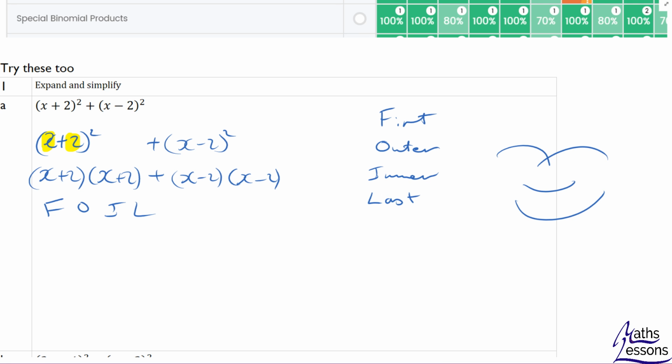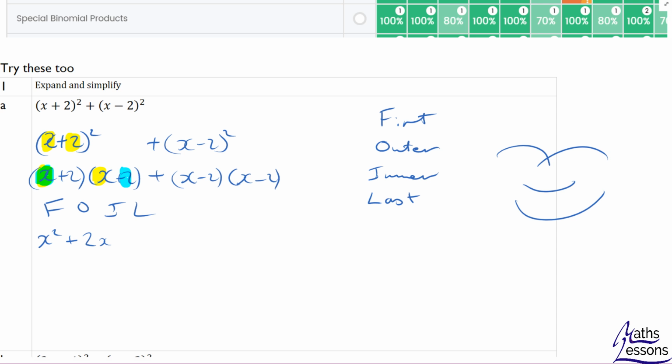So if we look at the first two things, that's x and x, and we multiply those out, we get x squared. And next we're going to look at the outer two things, so the x and the 2. So that gives us 2x.